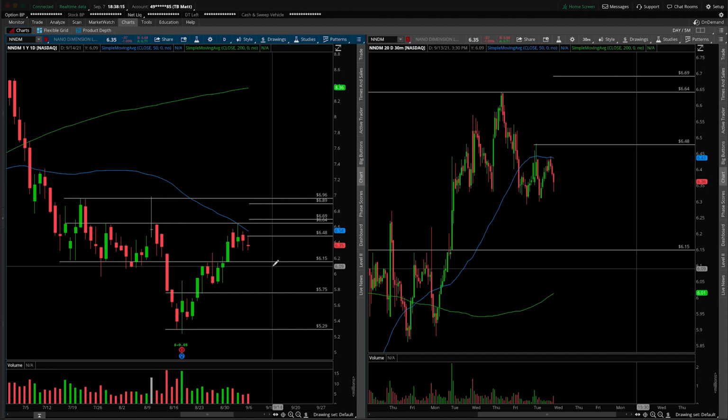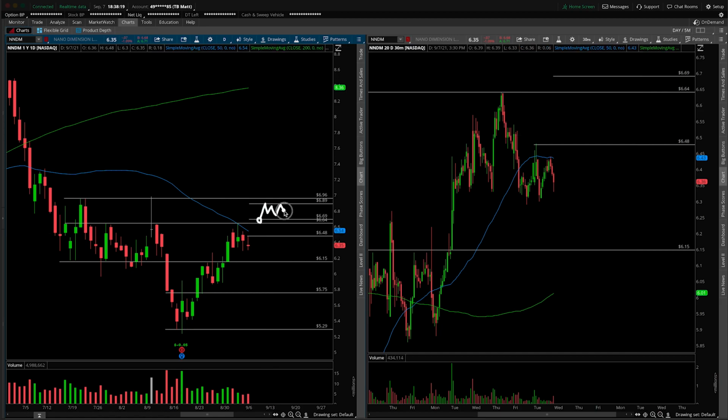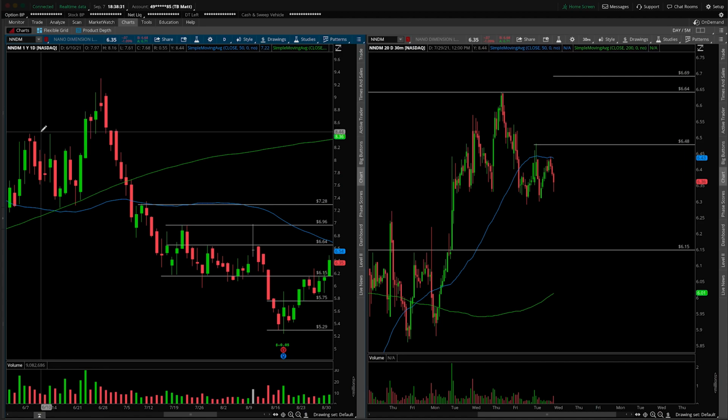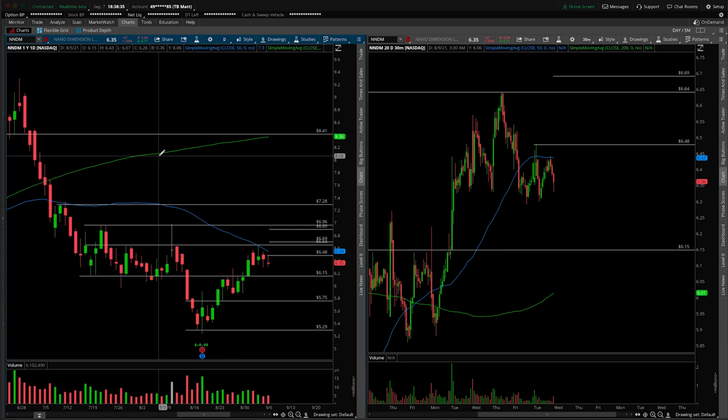Let's talk about the flip side, right? The gap and go. That would be something like this, right? If we open here, hold up in this range, and then break out over 7, that's your gap and go. I'd probably argue the bump in the road is going to be here at 740, and then after that, you can see, just looking at some of those candles, that this was a very emotional move to the downside. The next major area of resistance is kind of up here, from a prior pivot there at $8.41.